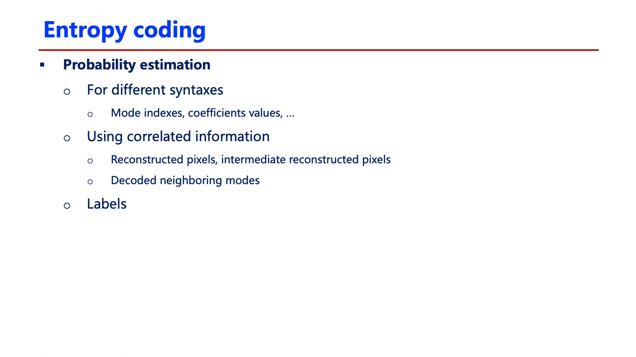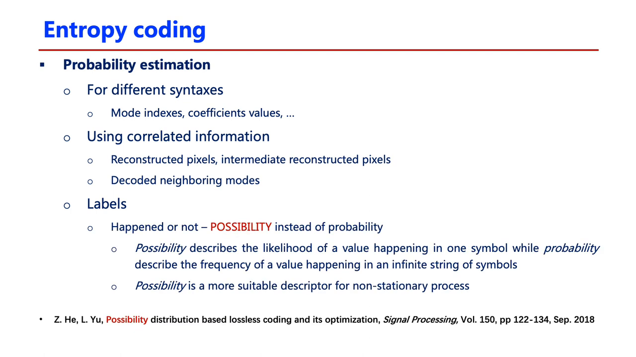A short summary on learning-based entropy coding. All studies are focused on probability estimation for different syntaxes, using correlation information such as reconstructed pixels and decoded neighboring modes. One thing I would like to point out is that the labels we used in the training are the happening of the value, which means the possibility instead of the probability is what is estimated.